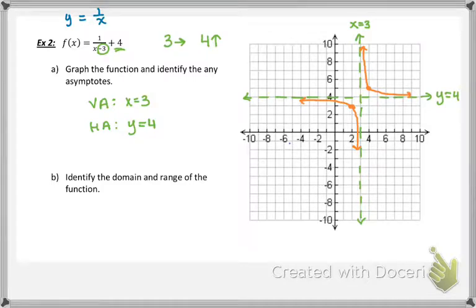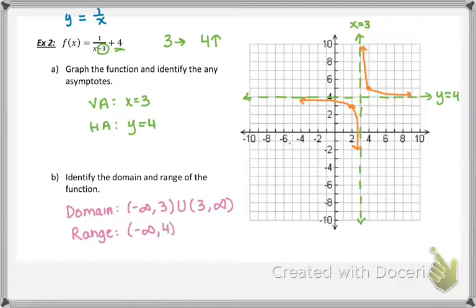And then for my domain and range, I've got domain starting on the left at negative infinity. As I move from left to right, there's a gap at 3 that x cannot be. And then union from 3 to infinity. And for my range, starting on the bottom at negative infinity, as I move up, there's a gap at 4 that y cannot be. And then from 4 to infinity, that is your range.